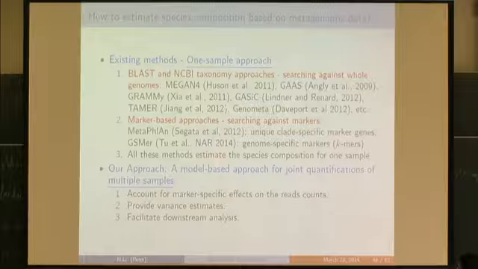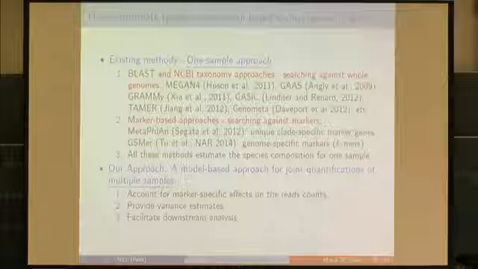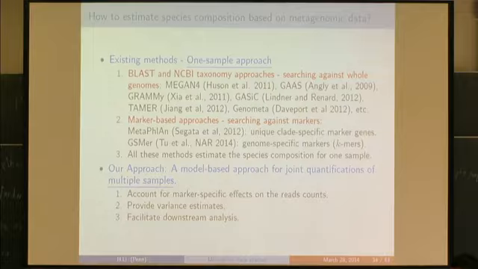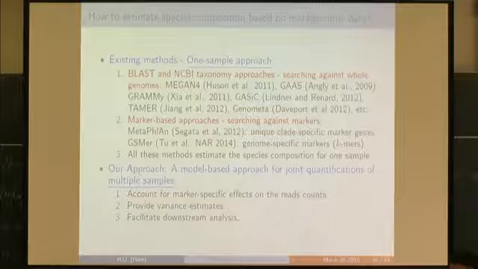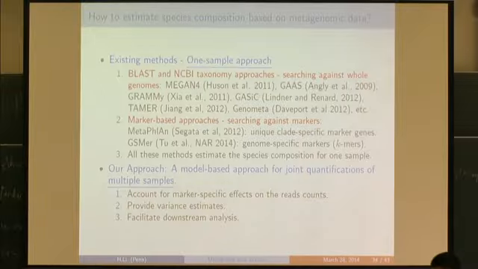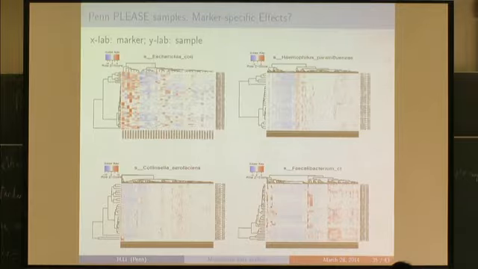So I want to show you an approach based on multi-sample analysis. The reason I want to do multi-sample is that I want to quantify the relative abundance by looking at the data from multiple samples, from all the samples together. The reason for doing this: one, I want to account for marker-specific effects, as I'll show you. The other is I can provide a variance estimate, right? You get a quantification, usually you like to know the variability. So you want to have a variance estimate. In addition, this joint analysis also helps us perform downstream analysis, such as differential abundance analysis or other regression analysis.